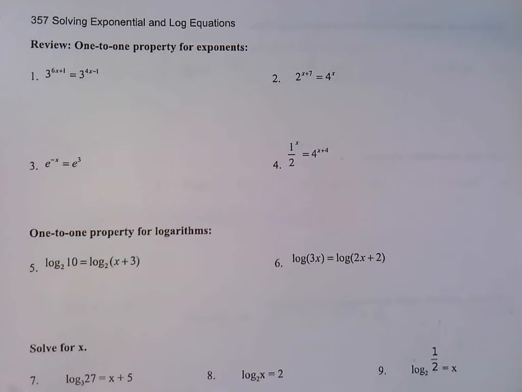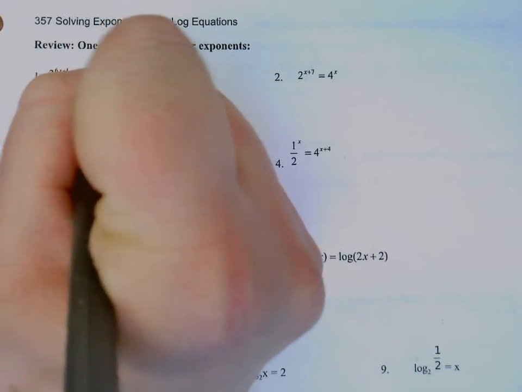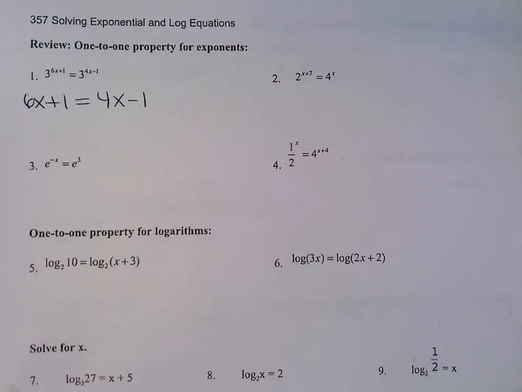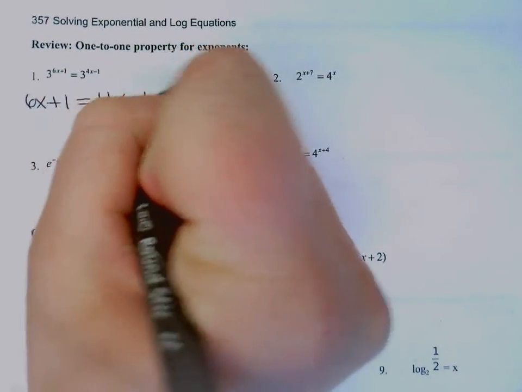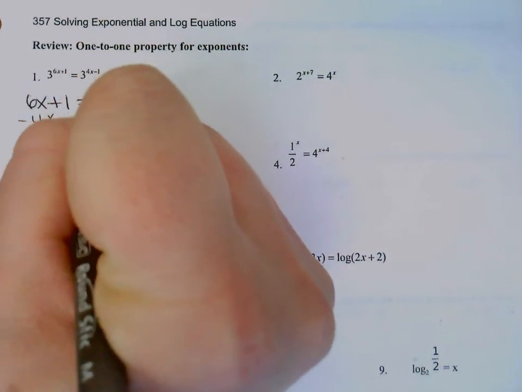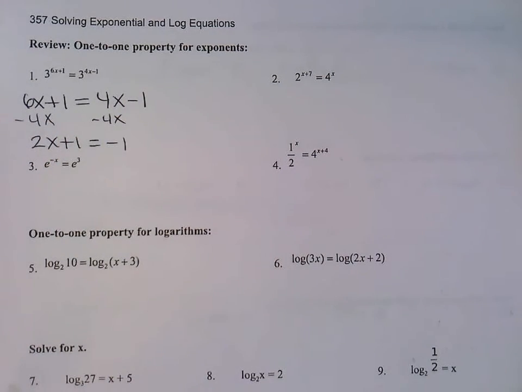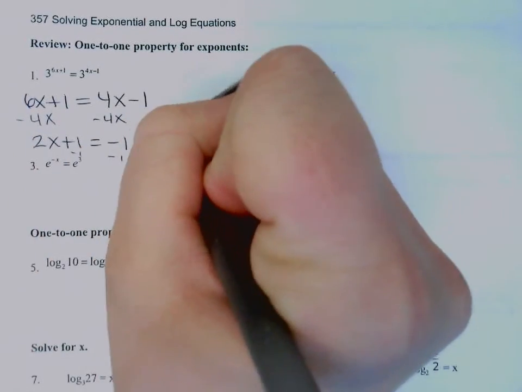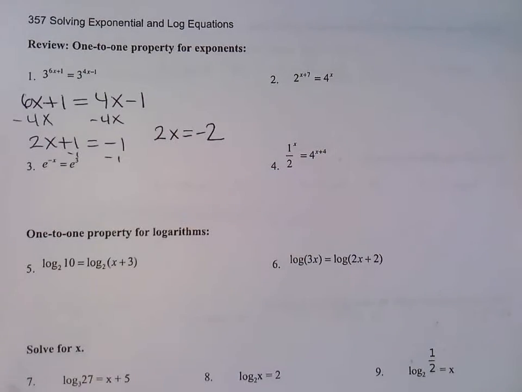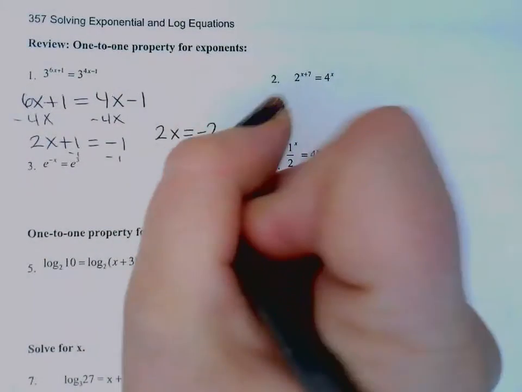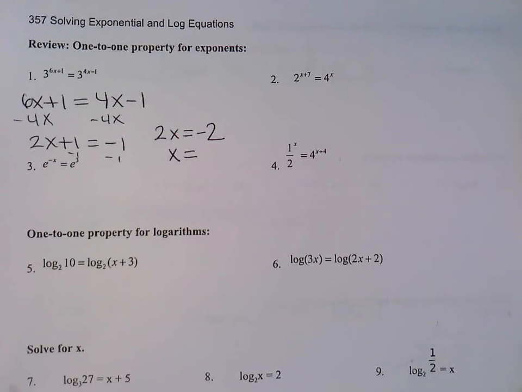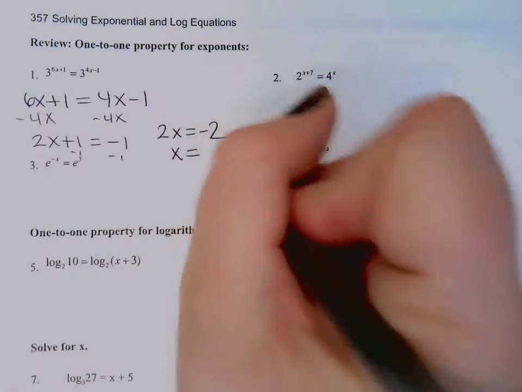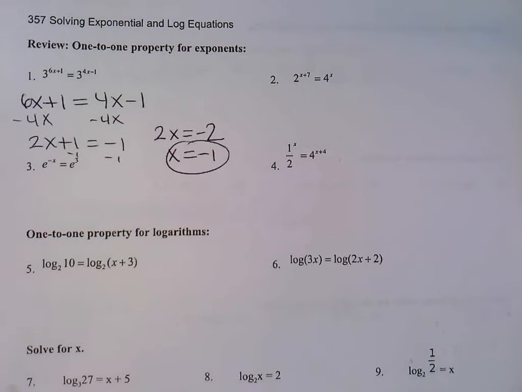6x plus 1. Yep, 6x plus 1 equals 4x minus 1, and then you just go to town on a linear equation. So you need to group together your like terms. So subtract 4x to the other side. 2x plus 1 equals negative 1. Then you would subtract 1 from both sides. So you'd have 2x equals negative 2. Divide by 2. So x will equal what? Negative 1. So you just solved an exponential equation. You did not need logs at all.